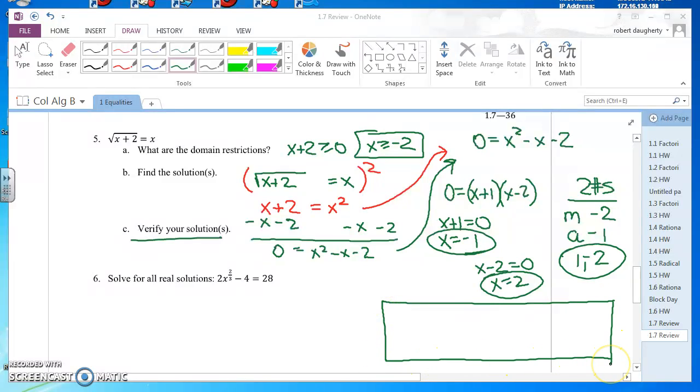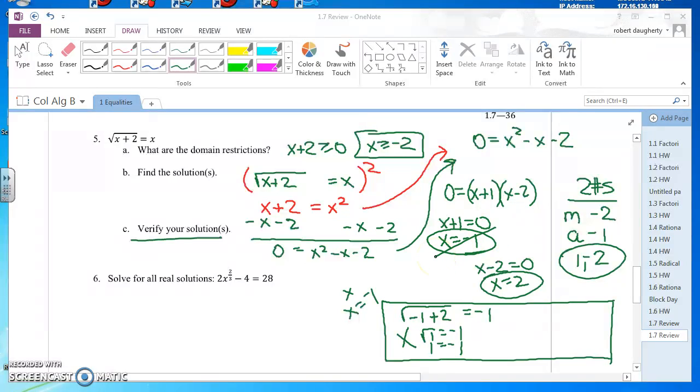So I've got to check. Let's check when x equals negative 1 first. So I go back to the original equation. I plug in negative 1. So the square root of negative 1 plus 2 equals negative 1. So under the radical, 2 minus 1 is 1. So I'm asking myself, does the square root of 1 equal negative 1? That is not true. So this is not a solution. Okay? So that does not work.